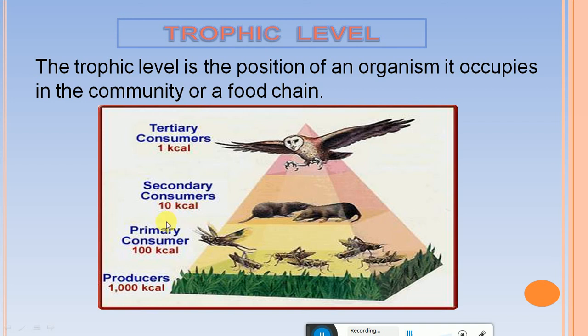Here you can see the producers. These grasshoppers depend on the grass for their food requirement, so they are called primary consumers because they directly consume the grass. The small mouse and snake, which feed on these insects, are called secondary consumers. These are again eaten by a kite or an eagle, which are called tertiary consumers. As you go up the trophic levels, the energy available to the tertiary consumers will be less.